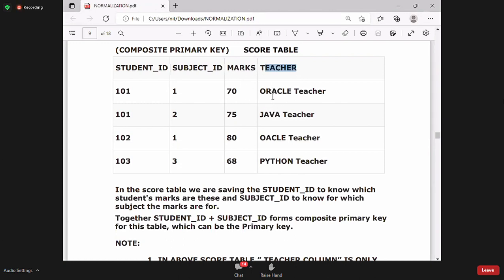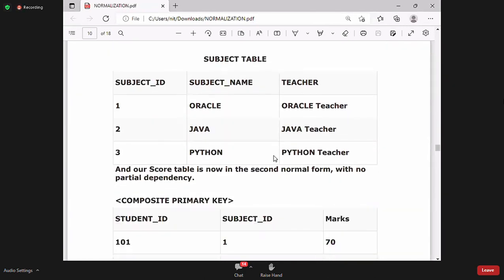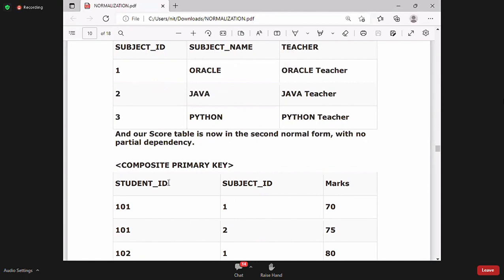Then what do we want to do? If your table has a partial dependency column, then the table does not come under second normal form. Okay. Then when you find such columns, those columns will be separated from this table. How do I want to separate them? We will design it like this. Now observe, I designed two tables here. One separate table is the Subject table. One separate table is the Score table. This is the Score table.